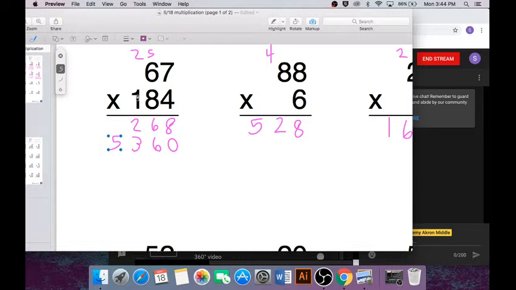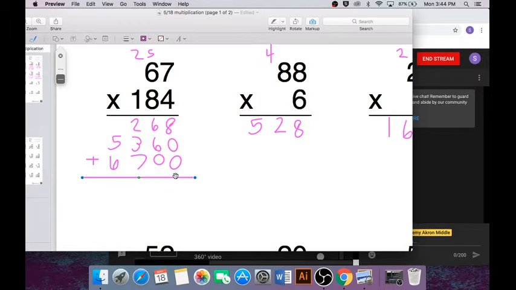Alright, and now we're going to move over to our 1. So we're going to put 2 zeros to hold our place. 1 times 7 is 7, and 1 times 6 is 6. We're going to add those together.